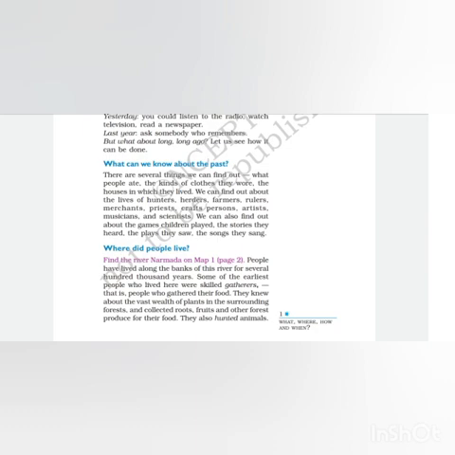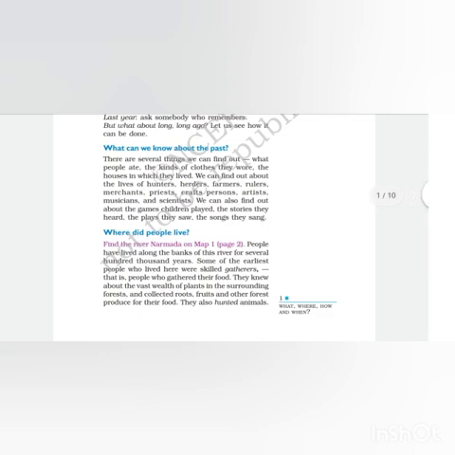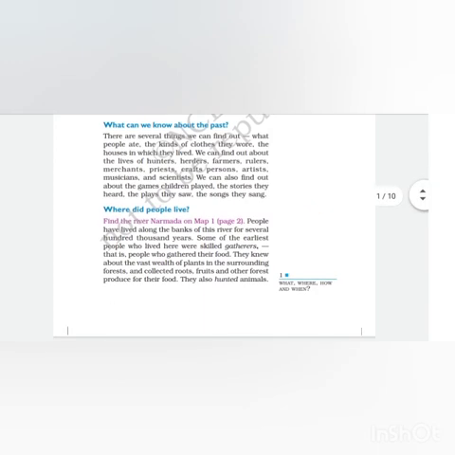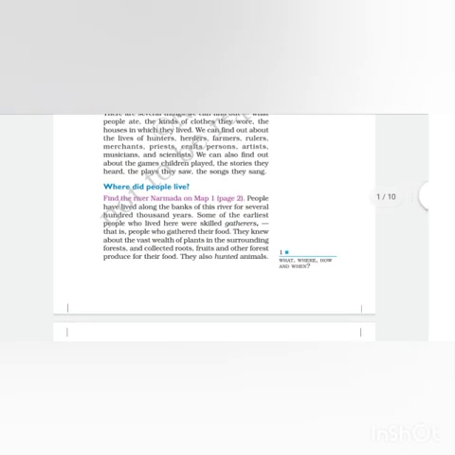Now the next caption is, what can we know about the past? Yes, there are several things that we can find out, especially the life of the early humans, what they ate, what kind of clothes they wore, the houses in which they lived. And also we can find out about the lives of the priests, hunters, herders, farmers, rulers, artisans, musicians, etc. And also about the games, what children played, what type of songs they sang.